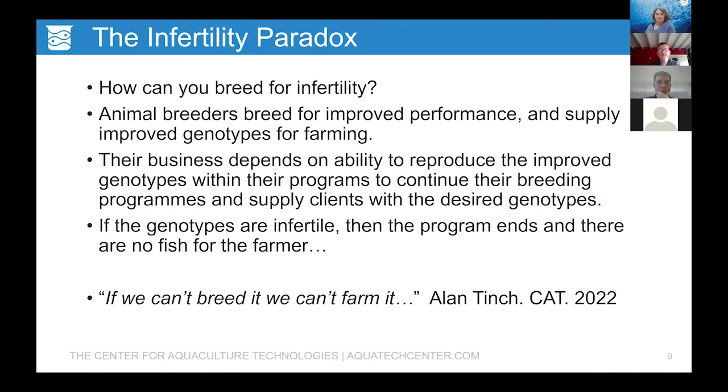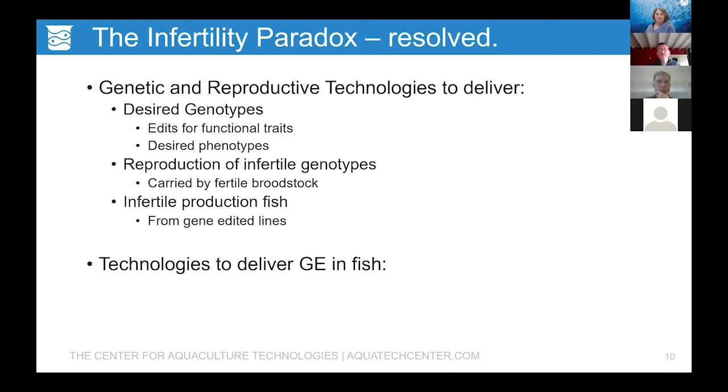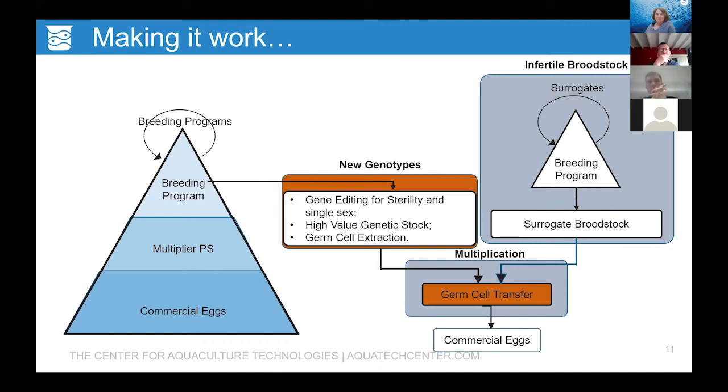So we have to be able to separate the control of infertility from the production and multiplication. So we're working on genetic and reproductive technologies that aim to deliver the desired genotypes. So looking at conventional genetics combined with edits for functional traits, delivering the desired phenotypes, the ability to reproduce those genotypes in an infertile state, and then produce infertile production fish from the gene edited lines. Already we have technologies that we're ready to deliver in these areas. We see those in three main areas.